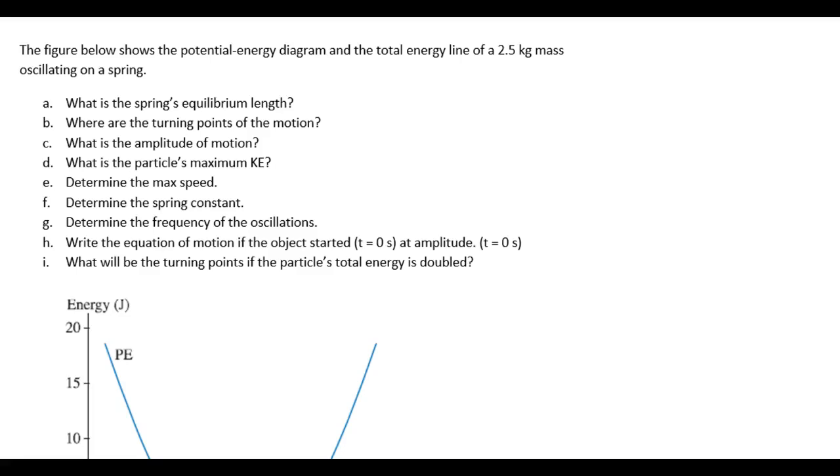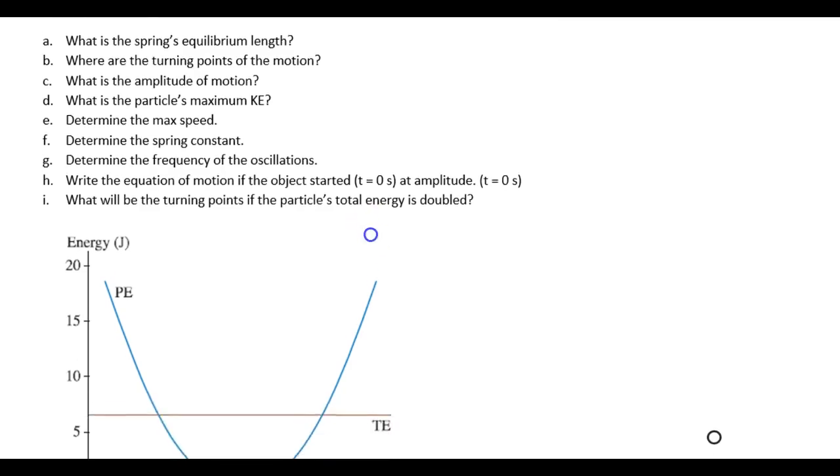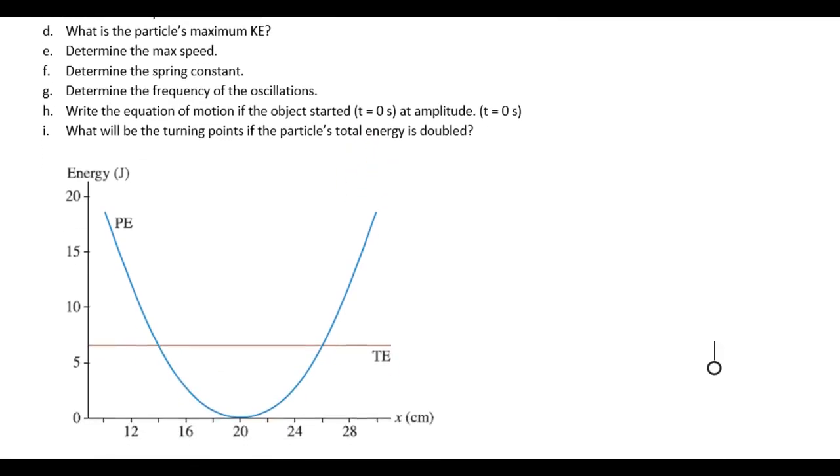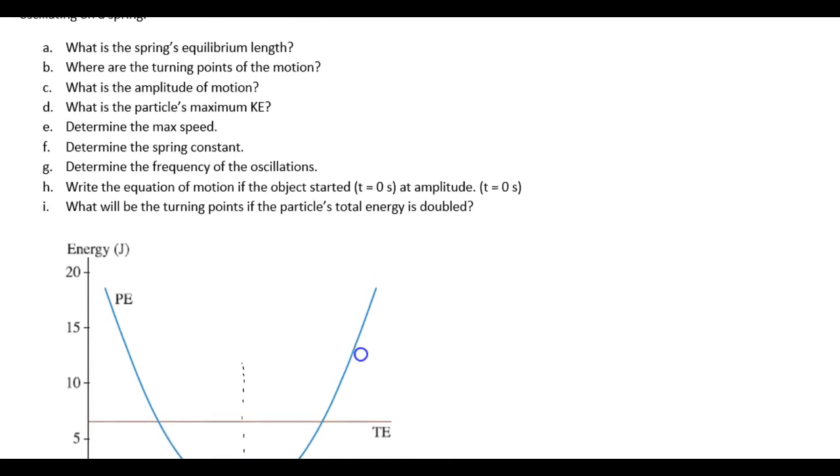So this is problem number 1 on the review sheet. It says the figure below shows a potential energy diagram and the total energy line of a 2.5 kilogram mass oscillating on a spring. What is the spring's equilibrium length? Well, if I take a look, equilibrium happens where you have no potential energy. So if I just go down right here, it looks like the equilibrium length is 20 centimeters. So that's just the length of the spring, 20 centimeters. So when it's relaxed, it's just 20 centimeters long.